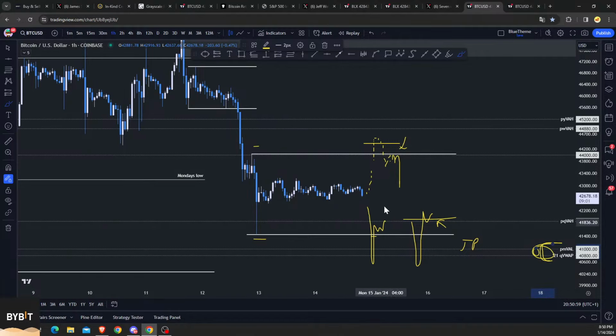All right. So these are the short-term trades that I'm looking at. Is that clear for everybody?